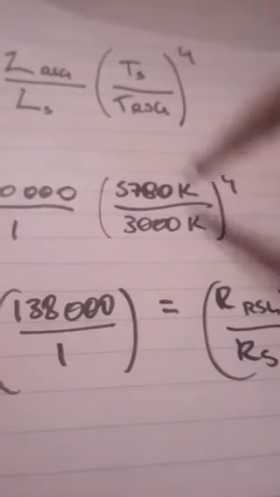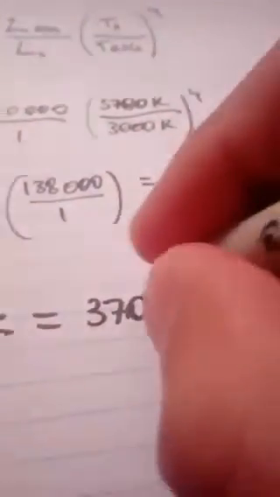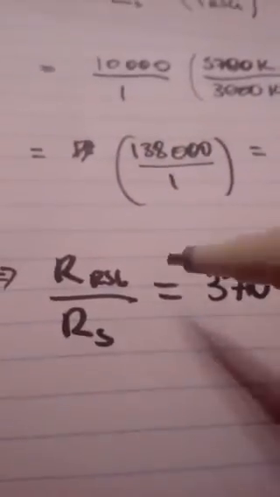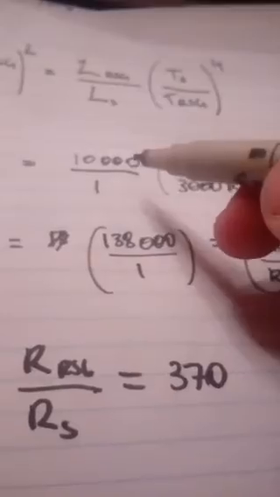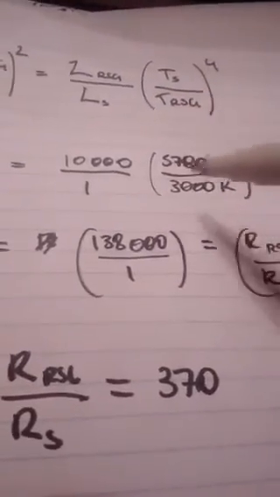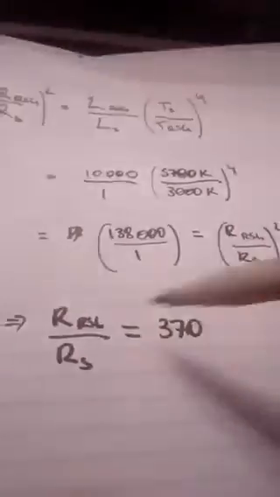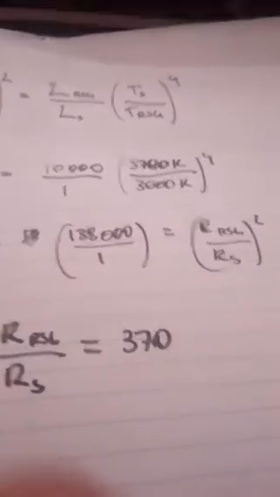Over 3000 Kelvin, all to the power of 4. Then that equals this, right? And that equals that squared. So clearly, we have to square root it. So that implies that the radius of the red supergiant compared to the radius of the sun is going to equal 370 times the sun. So that's it. In other words, that star, based upon just knowing the luminosity and knowing the temperature, we can figure out that relative to our sun, the radius is 370 times bigger.